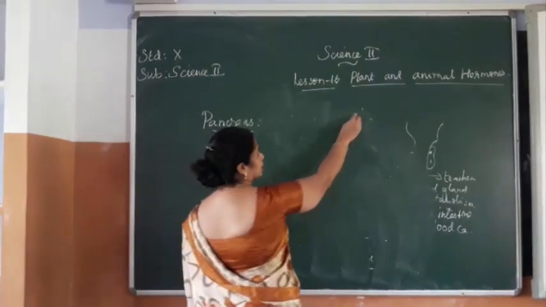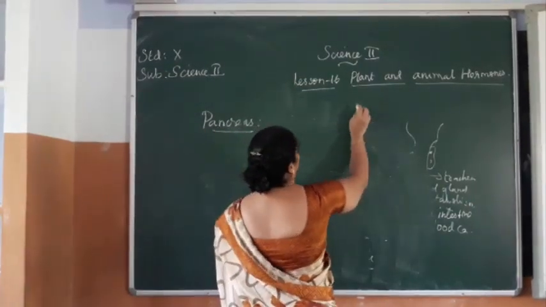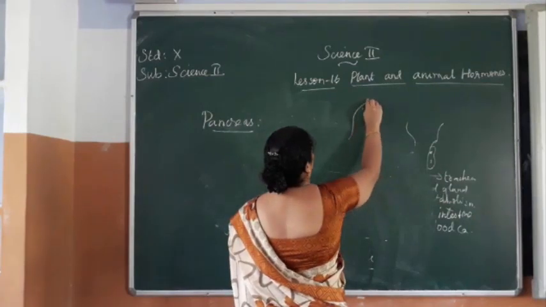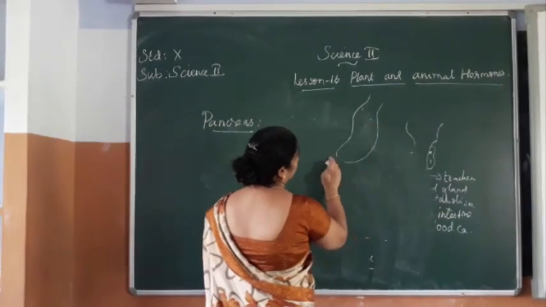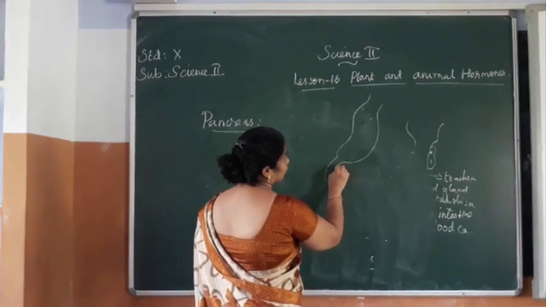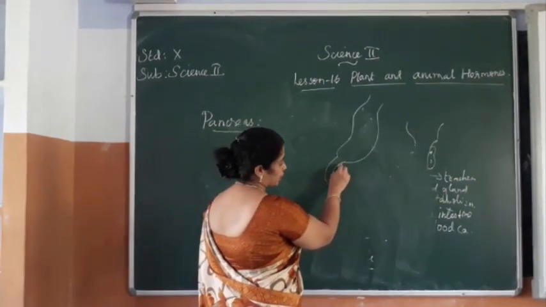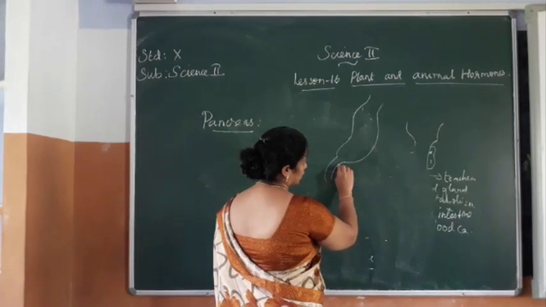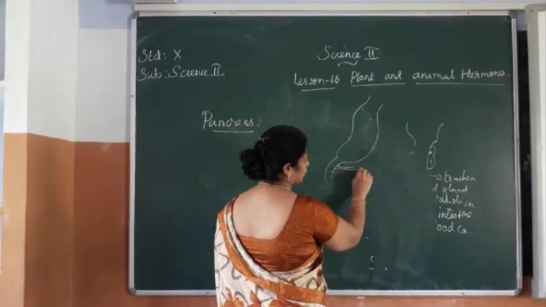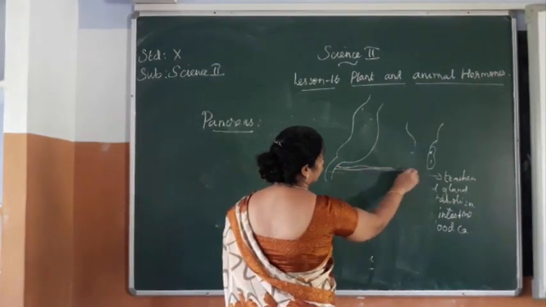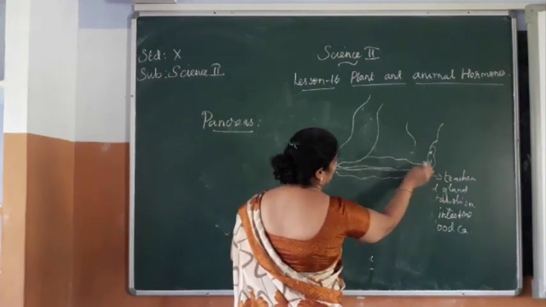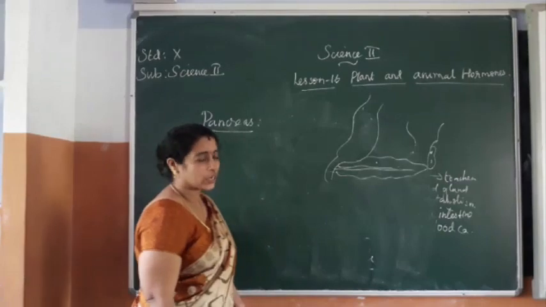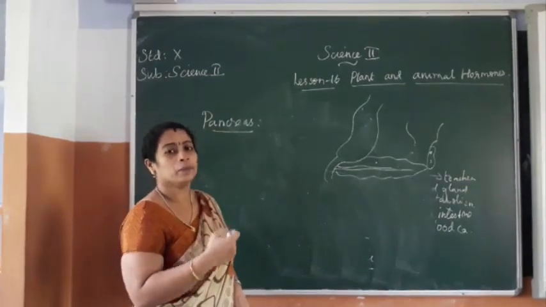Okay, so consider this is the stomach. The stomach joins with the small intestine at that region. In this curved region, it consists of a leaf-like structure, yellowish, and this is known as the pancreas. It is present just below the stomach.